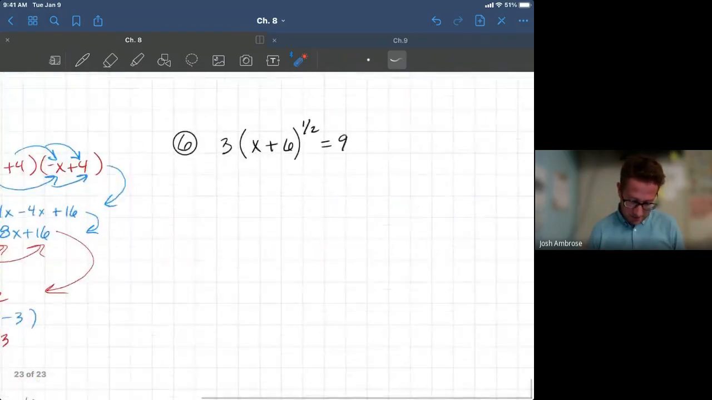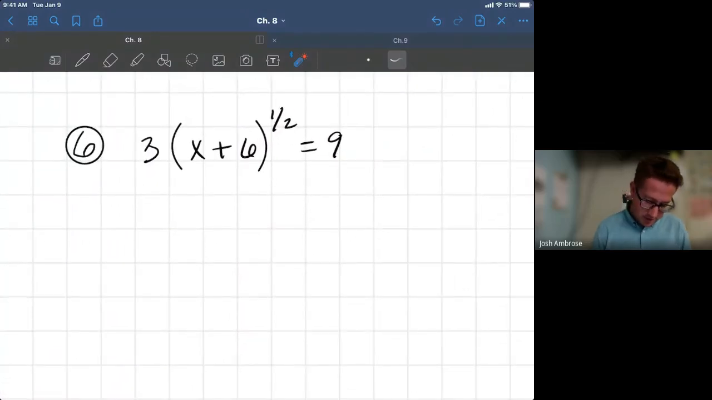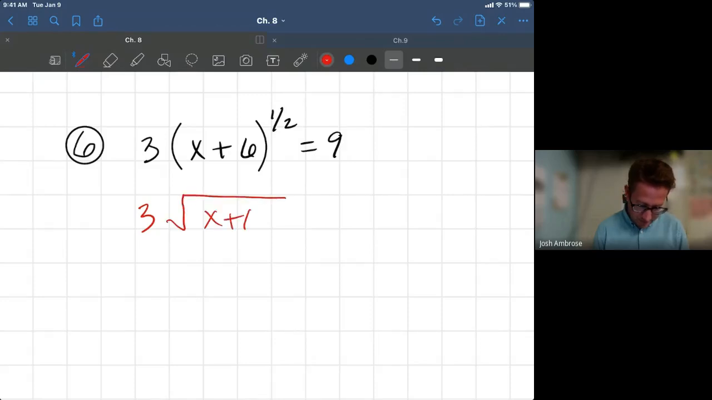Now we'll do example problem number 6. Okay, I'm going to go ahead and rewrite this. I'd like you to notice we have an exponent that's a fraction, a fractional exponent of 1/2. What does the fractional exponent of 1/2 actually mean? It means the square root. So let's rewrite this. 3 square root x plus 6 equals 9.